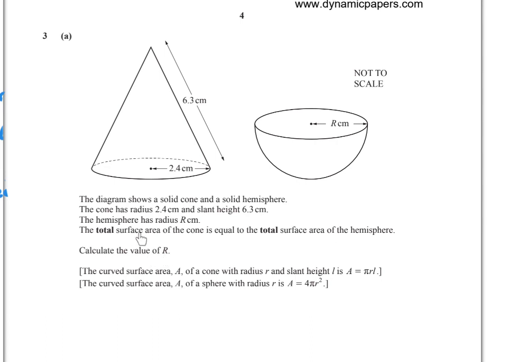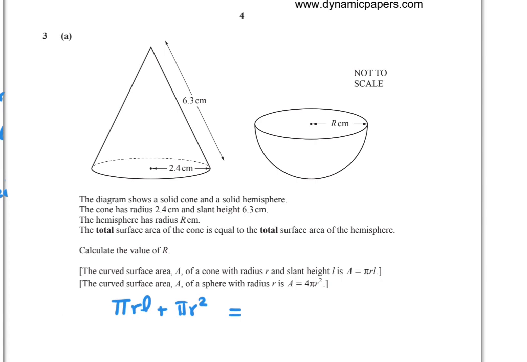The total surface area of the cone equals the curved surface area plus the area of the base, the area of the circle. So the total surface area for the cone is πrl plus πr², which equals the total surface area for the hemisphere.